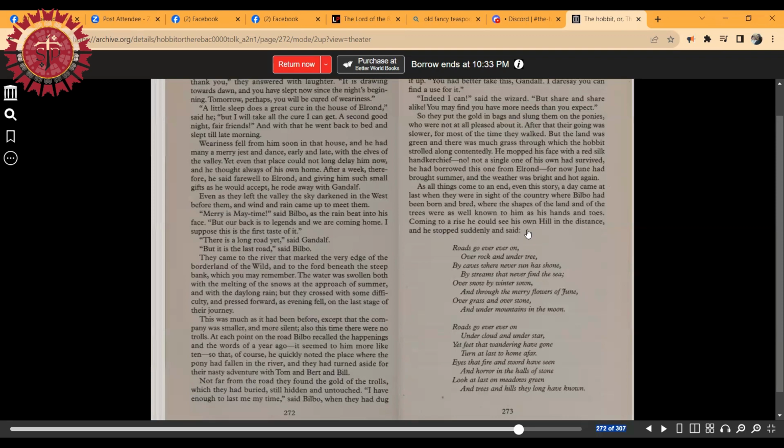So they put their gold in bags and slung them on the ponies, who were not at all pleased about it. After that, their going was slower, for most of the time they walked, but the land was green and there was much grass through which the hobbit strolled along contentedly. He mopped his face with a red silk handkerchief. No, not a single one of his own had survived. He had borrowed this one from Elrond. For now June had brought summer, and the weather was bright and hot again.